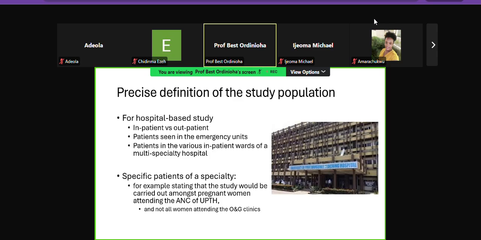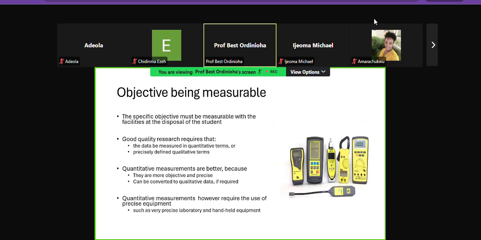And even in departments like O&G, not all their patients are the same. Some are pregnant women. Some are women attending the infertility clinic. Some are women with gynecological problems. That is the reason why you have to specify the study population. And we also say that the objectives must be measurable.